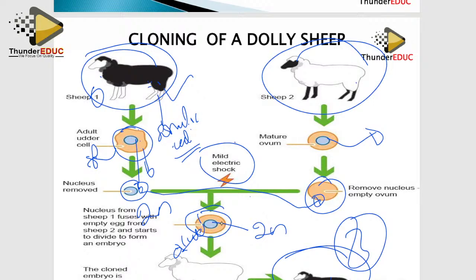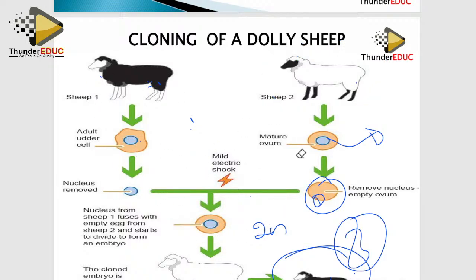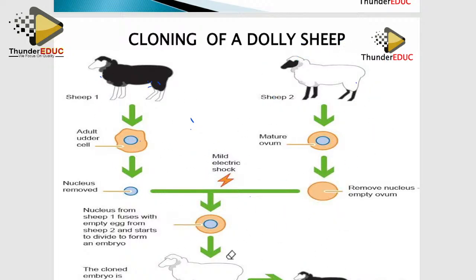And then now I make this one multiply by mitosis and then it forms a ball of cells. And then now I can separate those cells and put them into different wombs to form embryos. And then it's able to produce this. How is the question being set here? The question is set in this way.